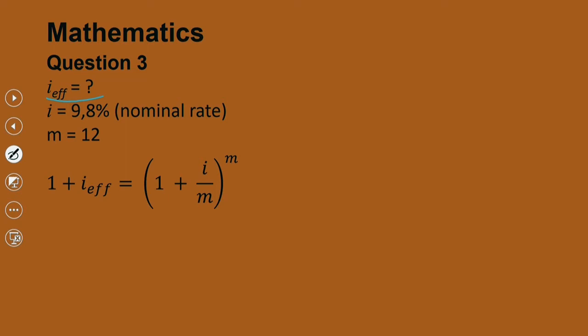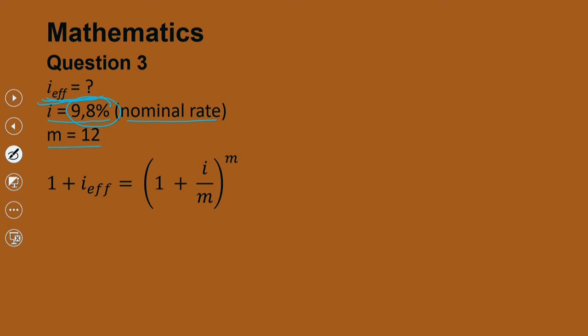And remember what I said in the previous sections that I've done, that first write down, and that is what we do in financial maths, the information that has been given. Like in this case, we don't have the value for i_eff, but we have i, which is equal to what? The nominal, it's our nominal rate, which is equal to 9.8%. And then we have been given m being equal to 12.